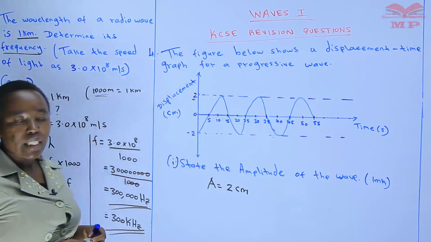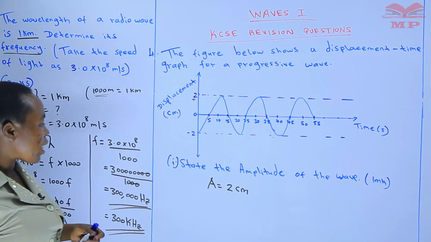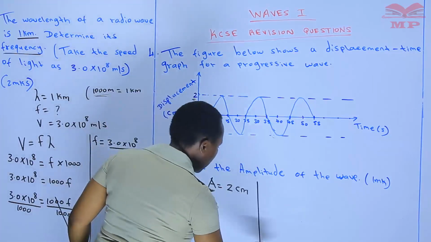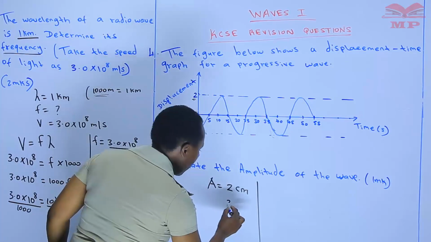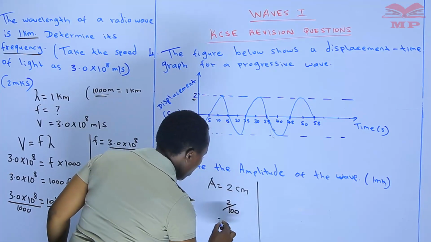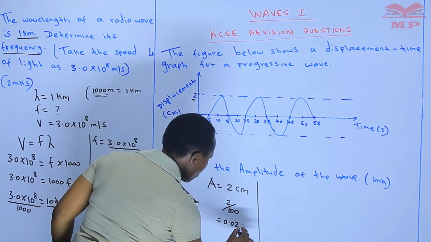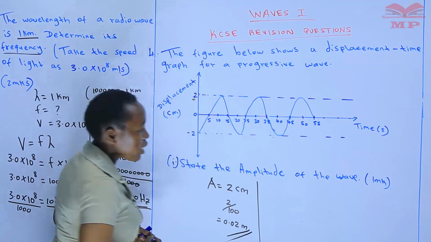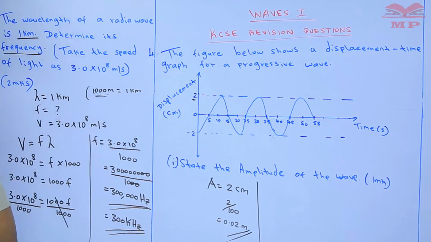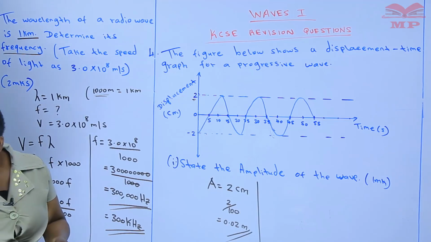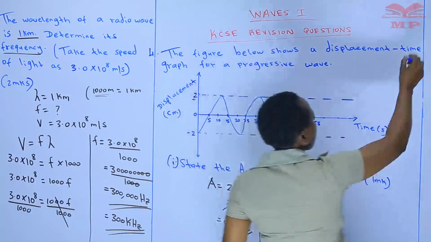So we convert it into meters to make it in its SI unit. And we know that 100 centimeters make 1 meter. So we are going to have it as 2 all over 100, which is 0.02 meters. So that is the amplitude of the wave. We move on to part 2. We are told to determine the frequency of the wave, and it's 4 marks.